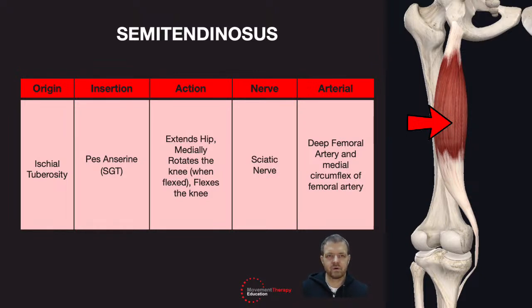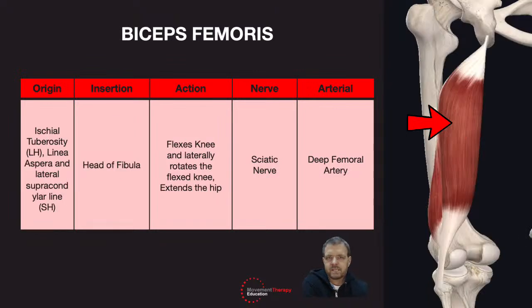And then the last one, because these are all grouped together, is your biceps femoris. So if you think about it, we've got a bicep muscle in our arm, and biceps from cephalic is two heads. So biceps means two heads. So biceps femoris is two heads femur. So that's where the name comes from.